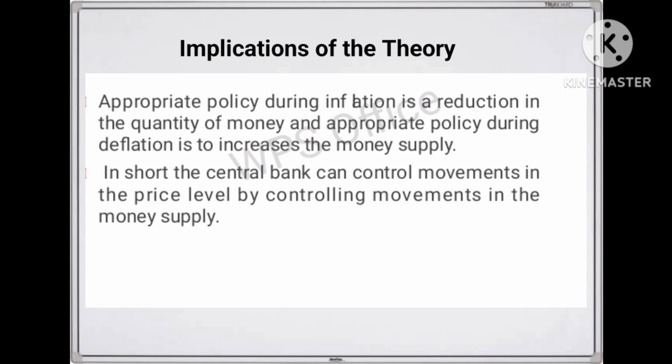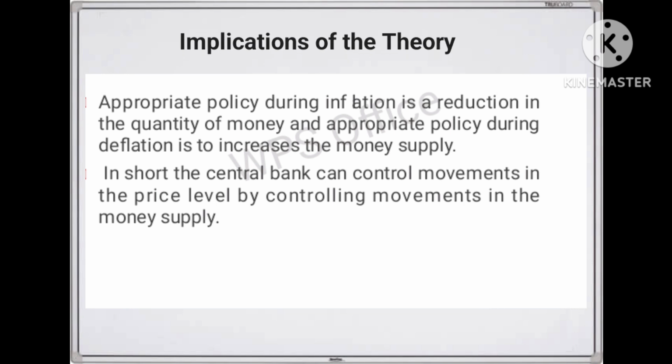The implications of the theory: the appropriate policy during inflation is a reduction in the quantity of money, and the appropriate policy during deflation is to increase the money supply. In short, the central bank can control the movements in the price level by controlling the movements in the money supply.